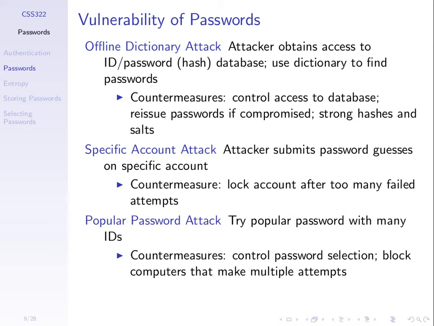What about blocking computers that make multiple attempts? What's wrong with that? Or how can it go wrong? Let's say Facebook blocks, if a computer makes 5 wrong attempts on any Facebook account, then Facebook blocks all subsequent requests from that one computer from accessing Facebook. What can go wrong in that case? Someone could misuse the system.